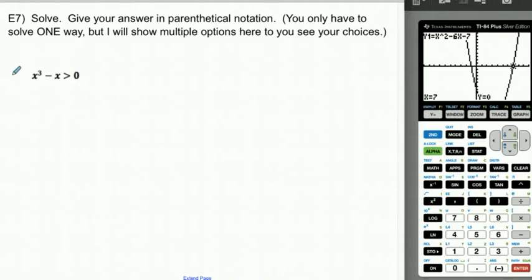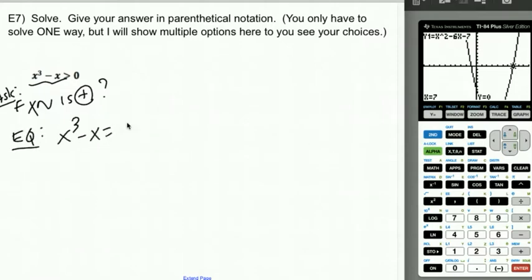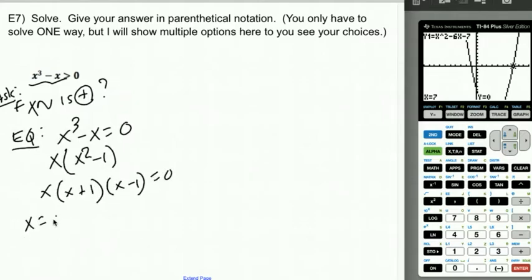All right, so in E7, we're going to go ahead and do one that is not quadratic. We're going to take it a step up. So I'm going to factor. The question I'm being asked is when this function is positive, right? Because greater than 0 means when is this function positive. So I'm going to look at the equation, which is x cubed minus x equals 0. And I'm going to factor out an x and be left with x squared minus 1, which is a difference of squares. So I'm going to end up with 3 factors equal to 0. So my 3 zeros are x is 0, x is negative 1, and x is 1.